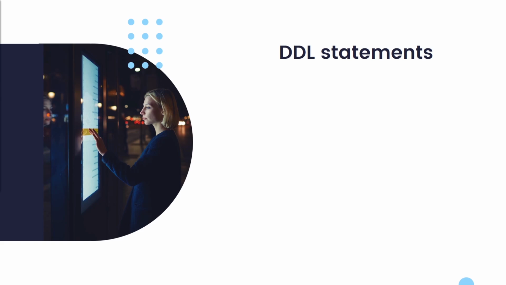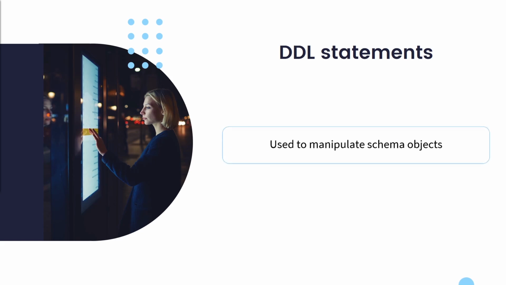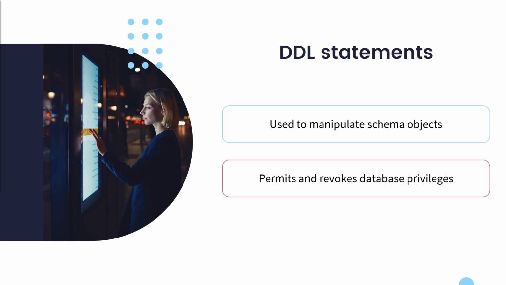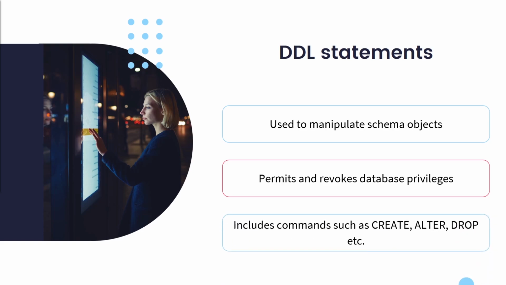Now, we've covered DDL statements in our previous lesson, otherwise known as data definition language. But this is important for today's lesson because we are actually going to be using DDL statements. So let's revisit this topic. First, DDL statements are used to manipulate schema objects. Schema objects include things such as tables and views, for example. We can also use DDL statements to revoke or permit database privileges. This allows us to grant users specific access to specific parts of our database, or even revoke that access. And then lastly, some examples of these commands include create, alter, and drop.